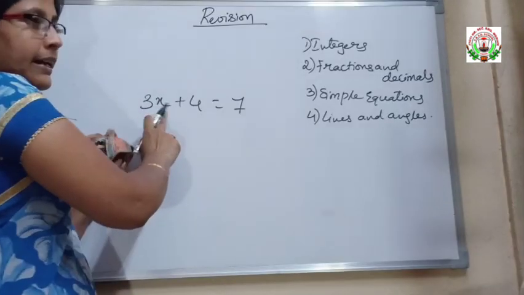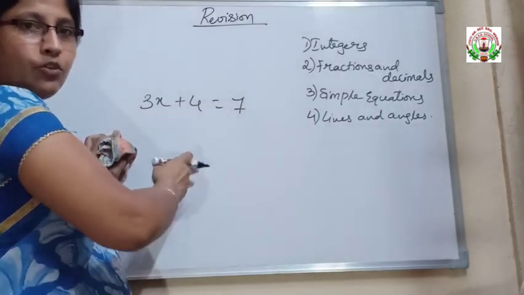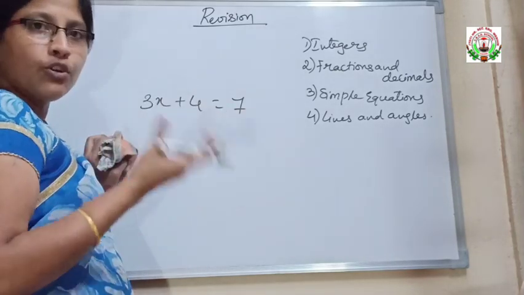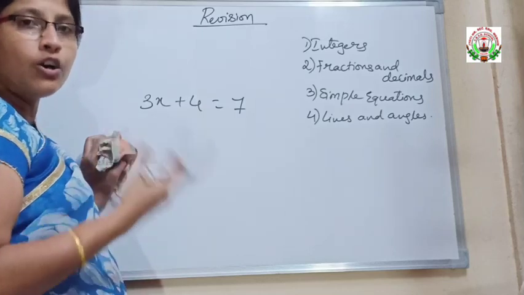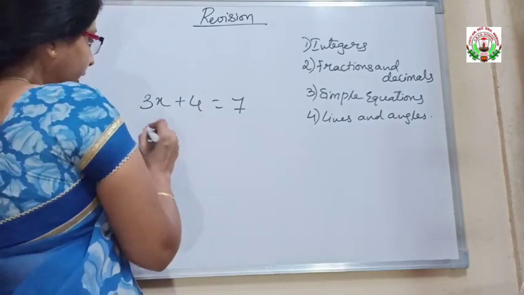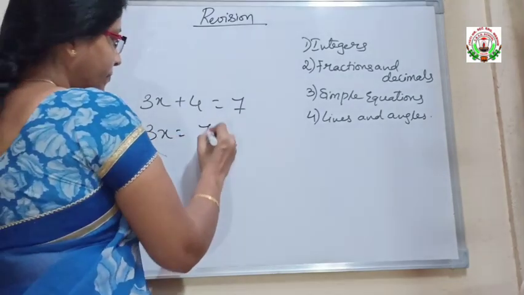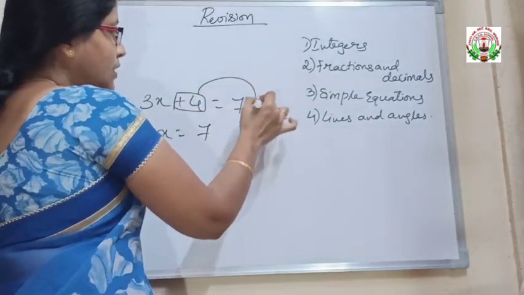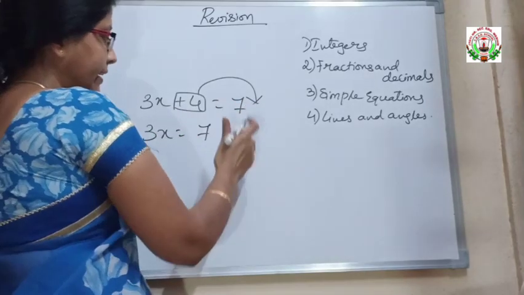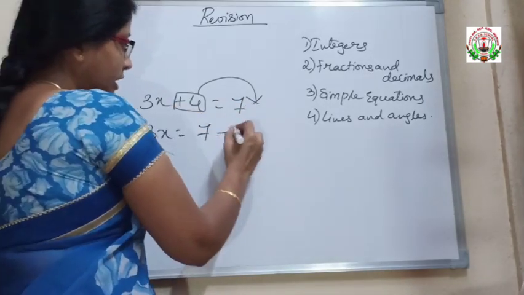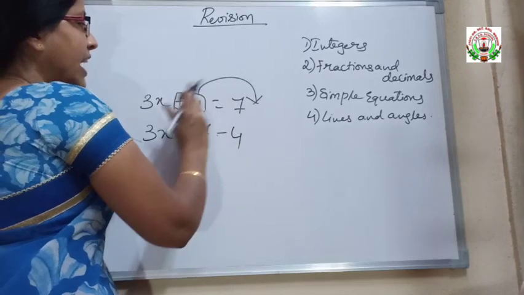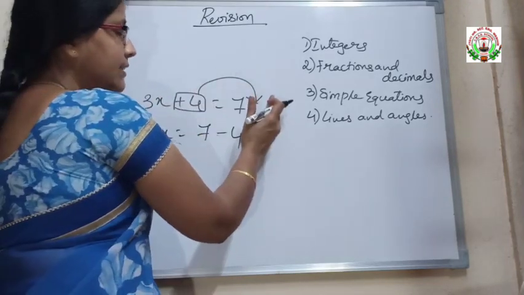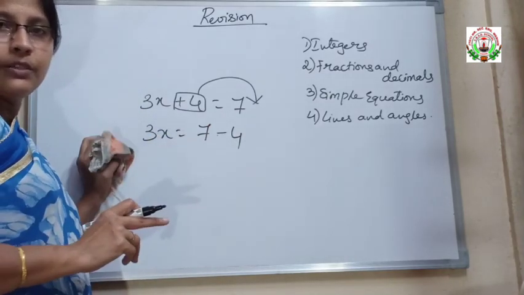Here I have written x equals 1. I know that 3 into 1 is 3, plus 4 is 7. If you don't know the value of x and want to find it, you can take this plus 4 from the left hand side to the right hand side, and this plus 4 changes to minus 4. This transferring of the constant from left hand side to right hand side is called transposition.